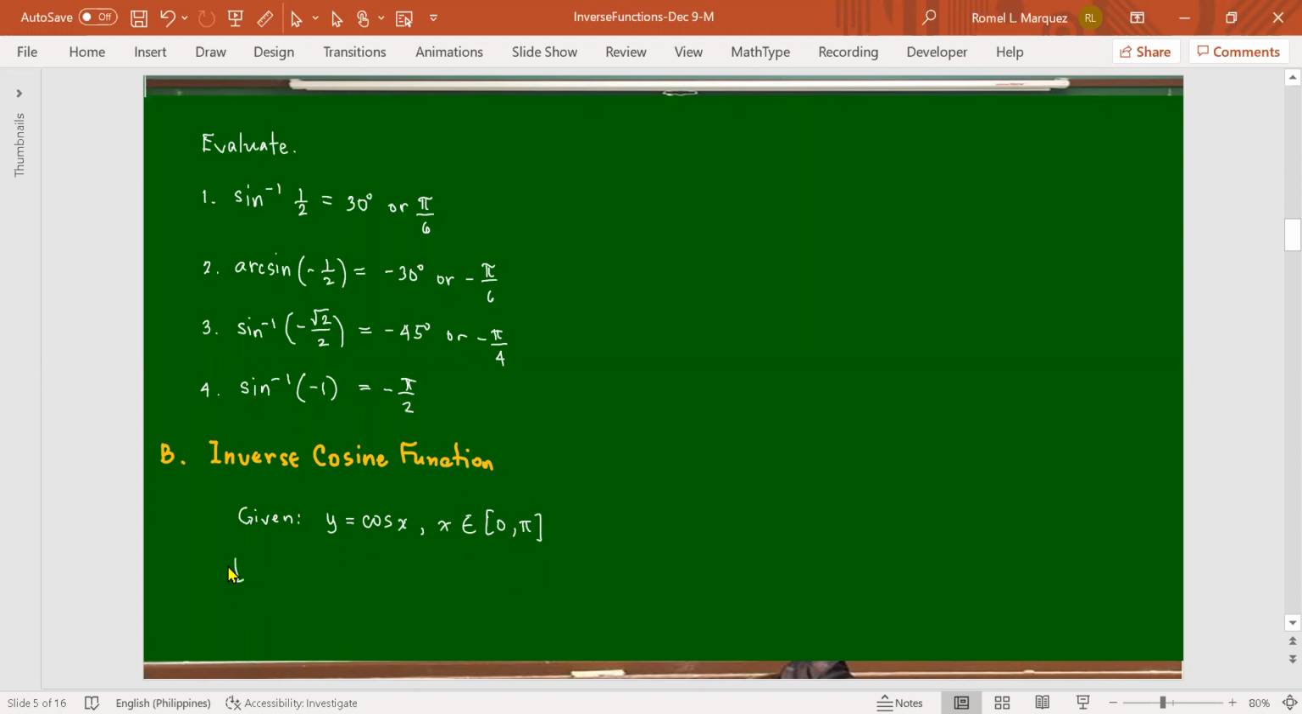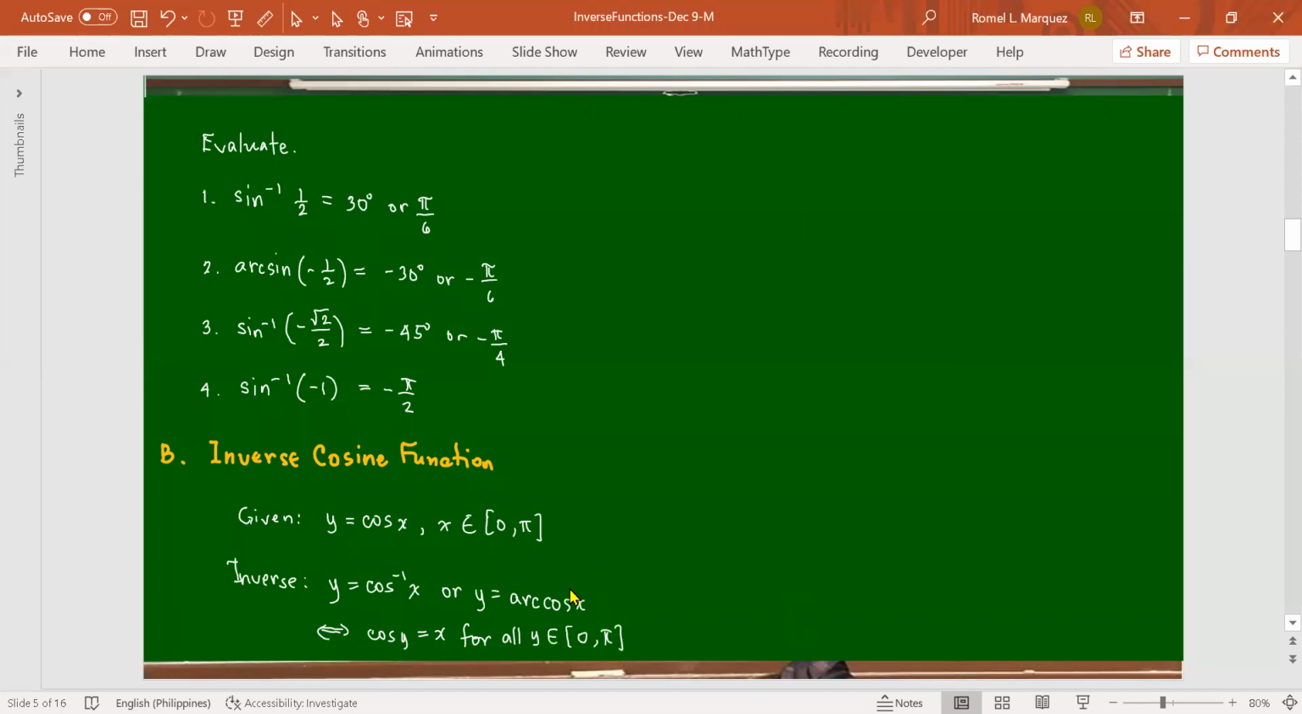Its inverse is given by y equals cosine with superscript -1 of x, which is read inverse cosine of x, or in its old notation, y equals arc cosine of x. Okay? So this is true if and only if cosine y is equal to x for all y between 0 and pi.